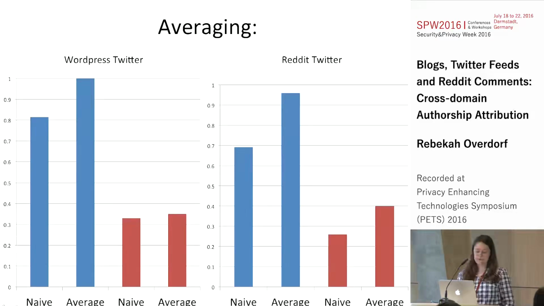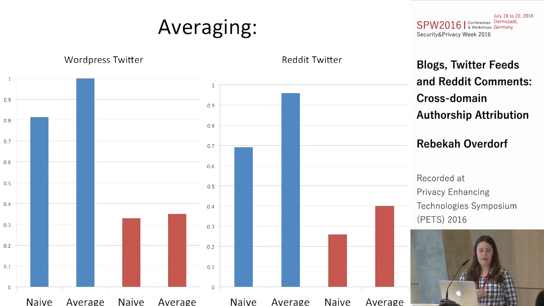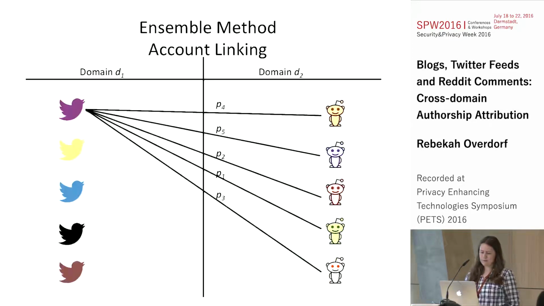And this method also works especially well when the errors are uncorrelated, as we showed through the feature analysis in the beginning. Again, we get a small jump in accuracy, especially in the Reddit and Twitter case. And in the WordPress and Twitter case, we get about the same accuracy that we saw through mixed training. But let's go back to account linking.